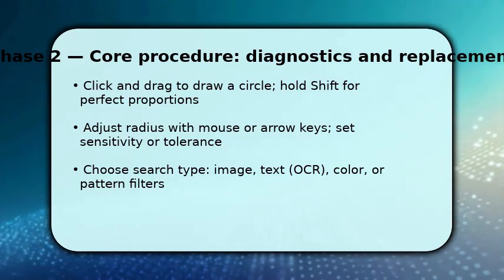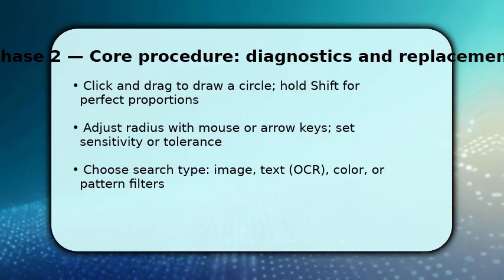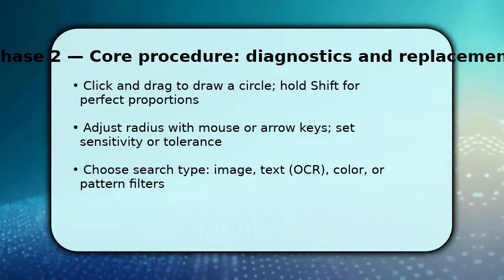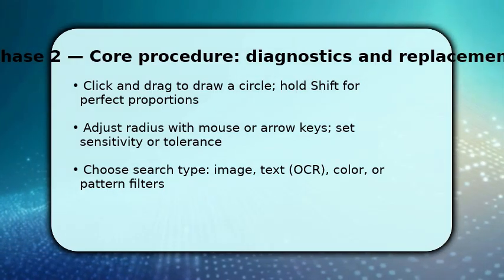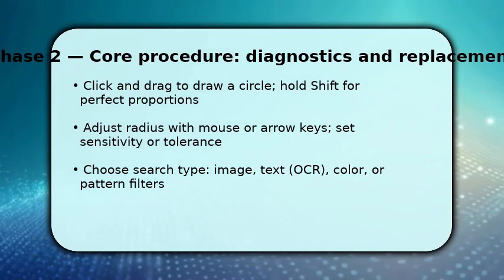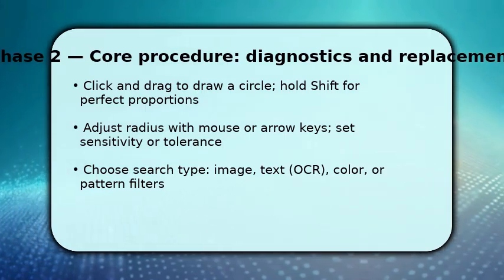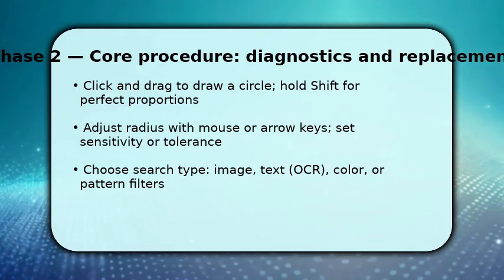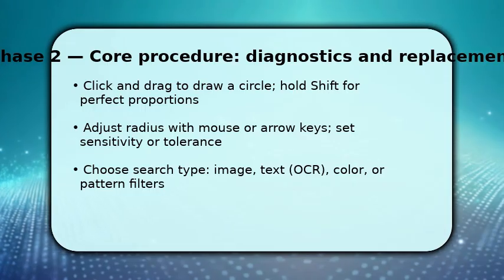for an even shape. Once placed, adjust the radius using the mouse scroll or arrow keys. Make sure sensitivity or tolerance is tailored to avoid false matches. Then pick the search mode: image match, OCR for text, or color/pattern filters, depending on what you need. As you change settings, preview results update. This helps you understand why some matches appear and refine parameters for accuracy.